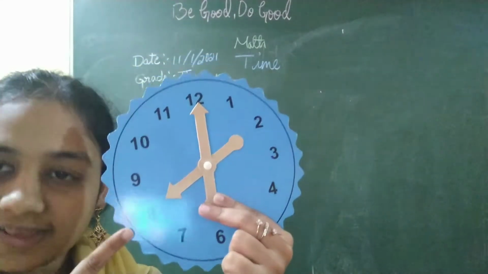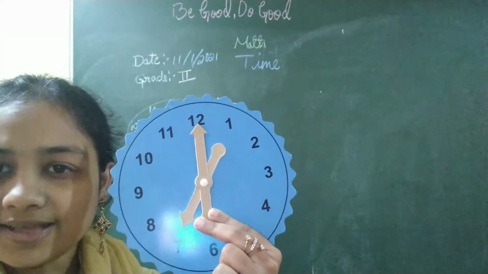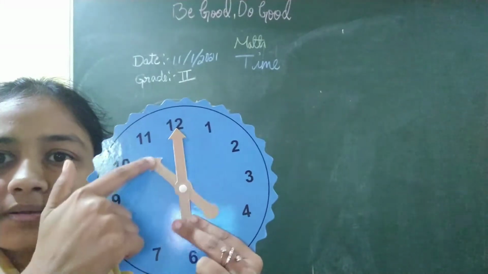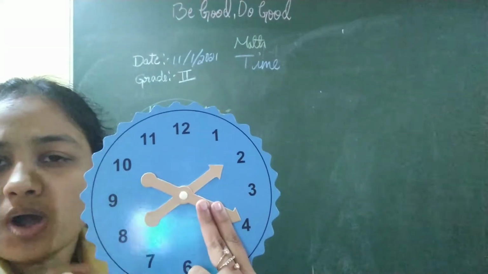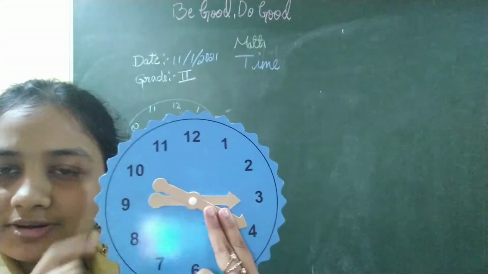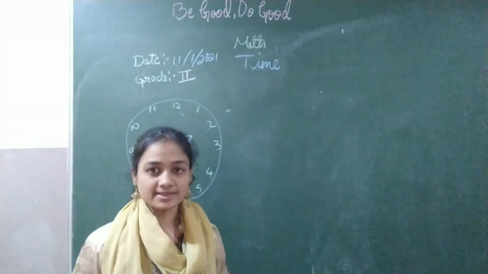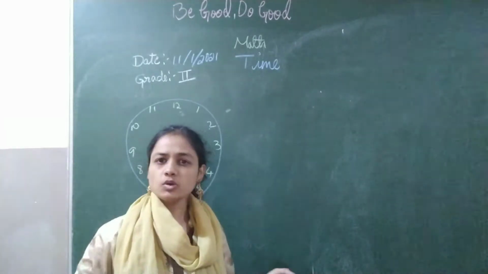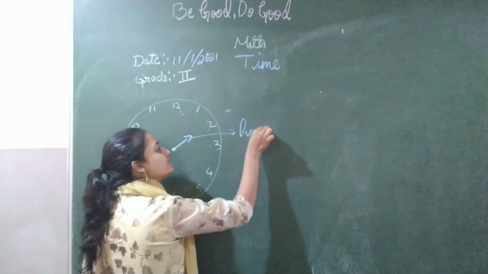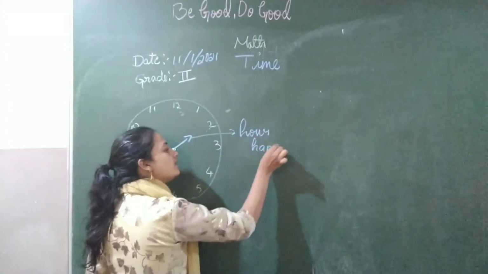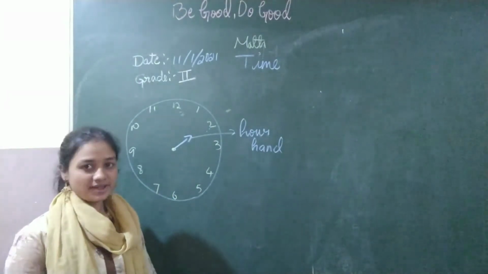which hour? It is 8 hours, 10 hours, 7 hours, 12 hours, 2 hours, 3 hours. So, whichever number the small hand shows, I will just say that number along with the hours. So, this small hand has a name called hour hand, because it shows the hours. So, the small hand is called hour hand.